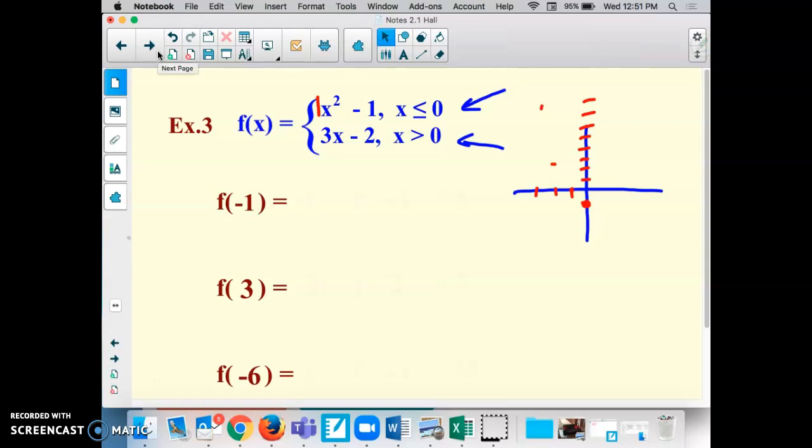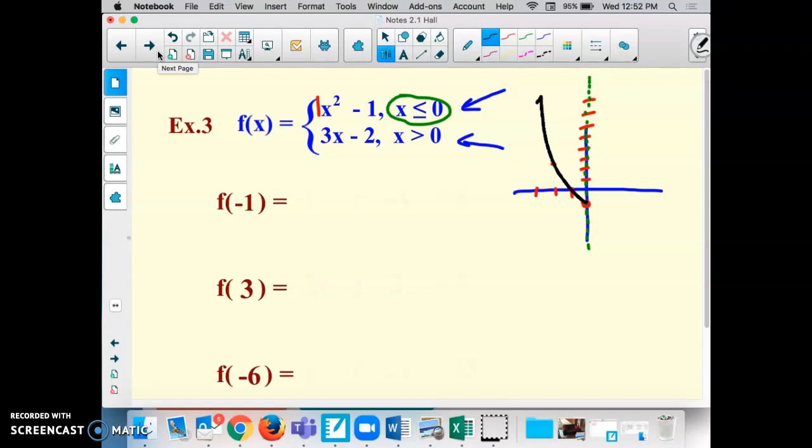Now, I'm actually only going to draw the parabola, it's quadratic, to the left of 0. So it says x is less than or equal to 0. So I'm going to put a dotted line here, because that's telling me that is where the piecewise function starts and ends for two functions. All right? So the graph of the parabola looks like this.